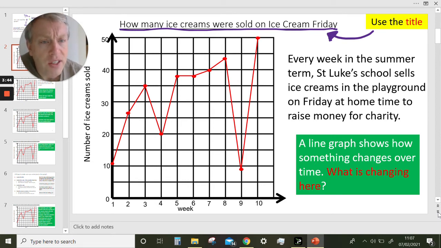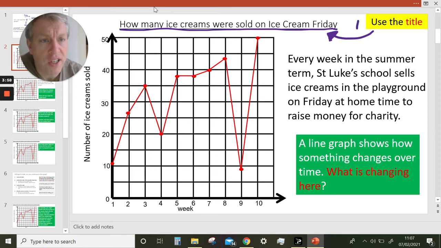Every week in the summer term, St. Luke's School sells ice creams in the playground on Friday at home time to raise money for charity. Okay. So what are we measuring? Well, we've looked at the title at the top, and that's the first thing we should do. What's the second thing? Well, look along the bottom.